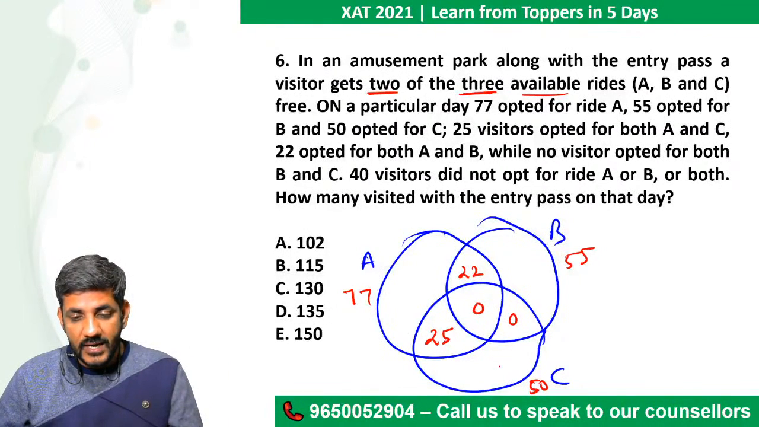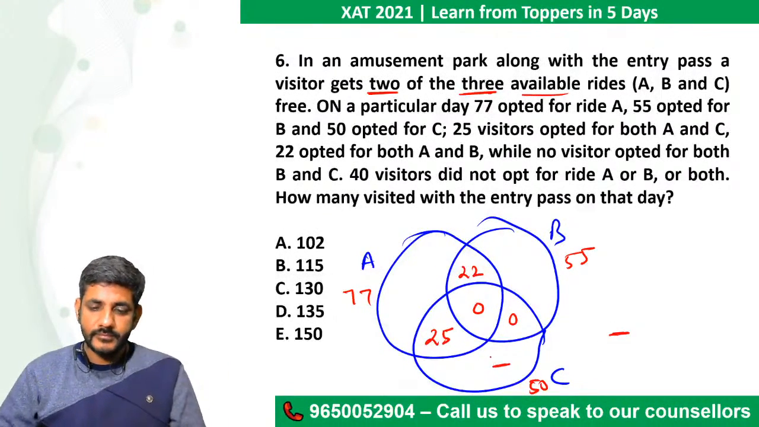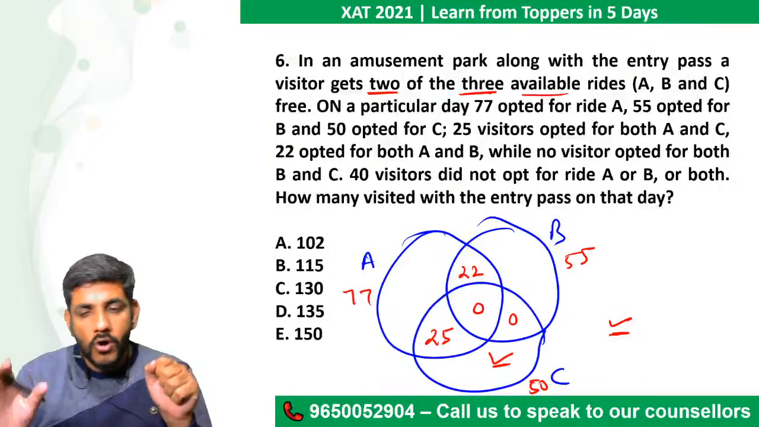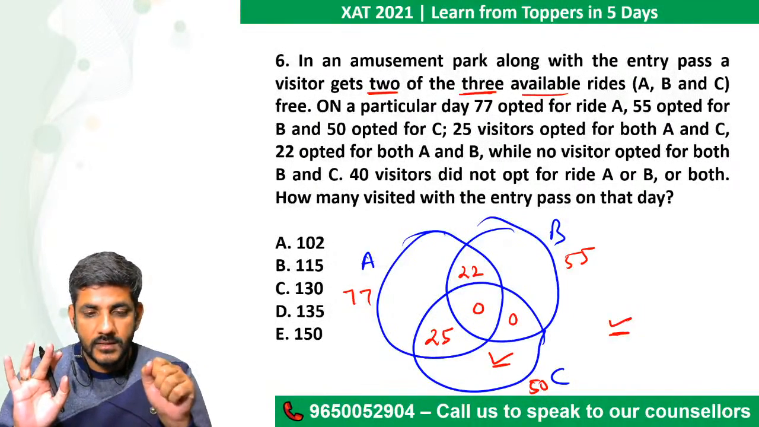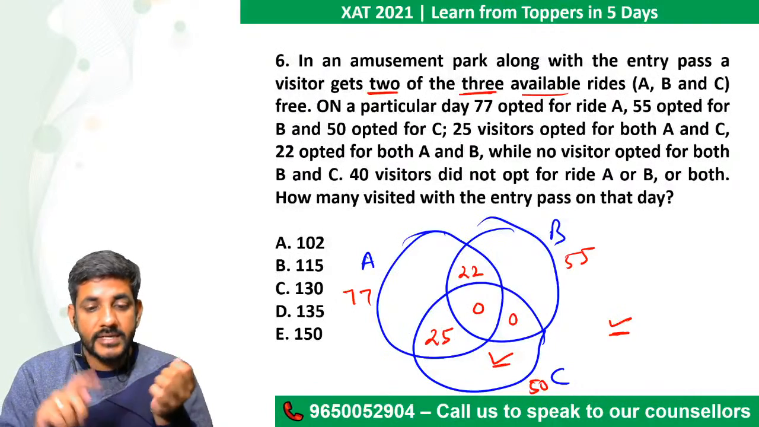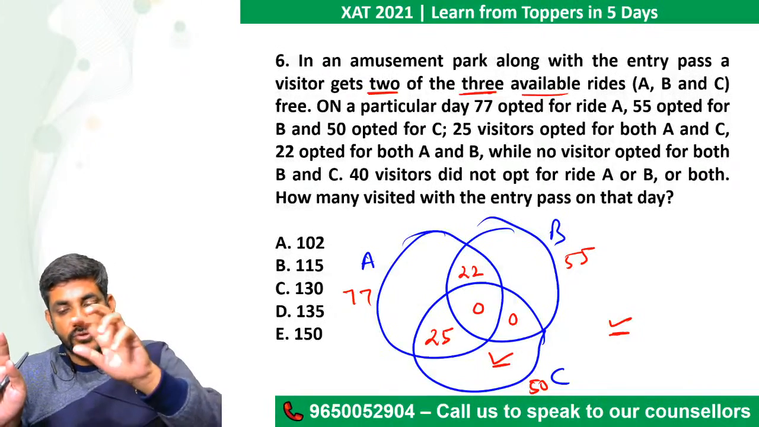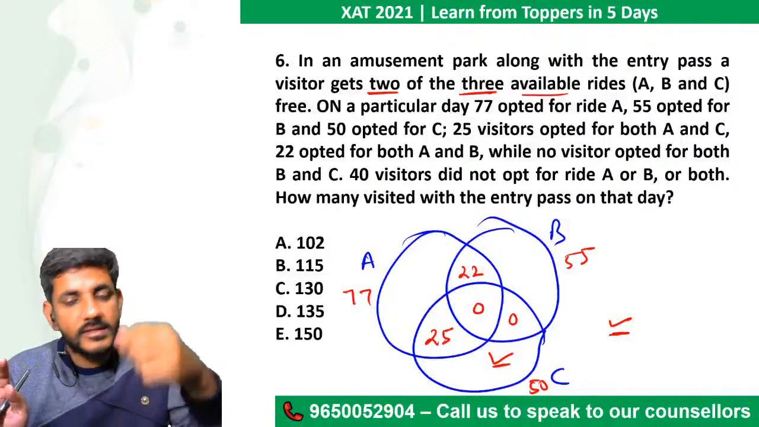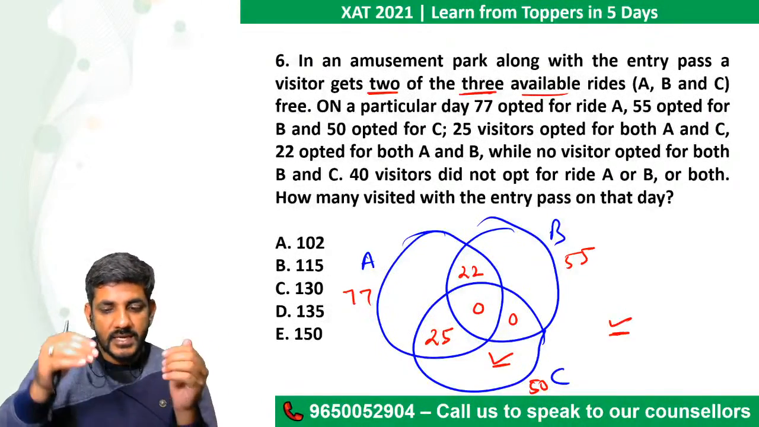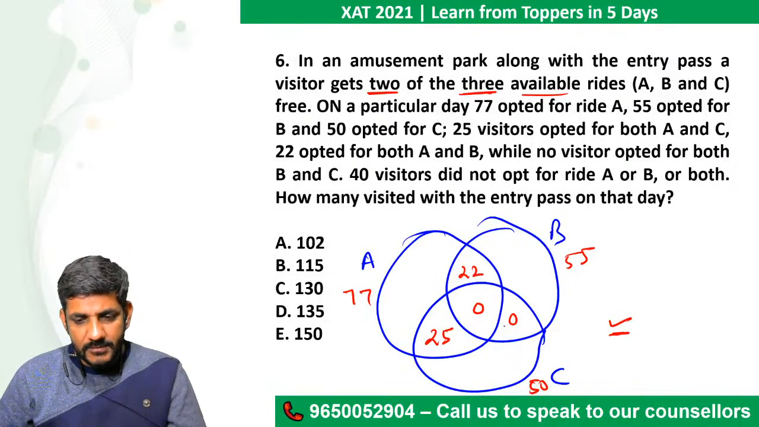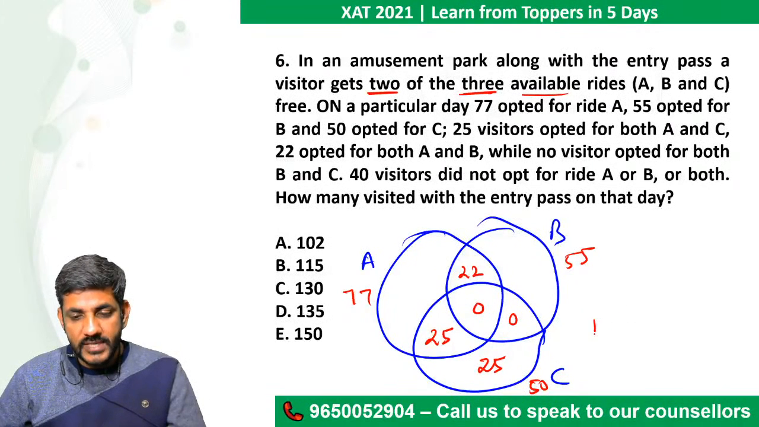So can I say 40 are either here or here? Because these are the only 2 areas which are neither in A nor in B nor in both. Please understand this. 40 people did not opt for ride A or B or both. That means they should not be in A, they should not be in B, they should not be in both. So they should be either in C only or they should be outside. Now C only, I can easily calculate because the total circle was 50. So 50 minus 25 is 25. So that means the outside area is 15 because their sum has to be equal to 40.